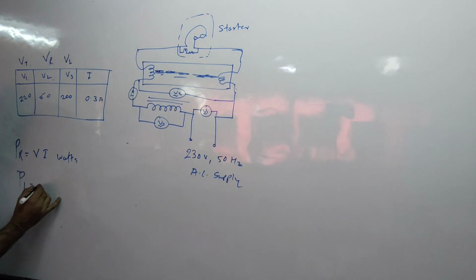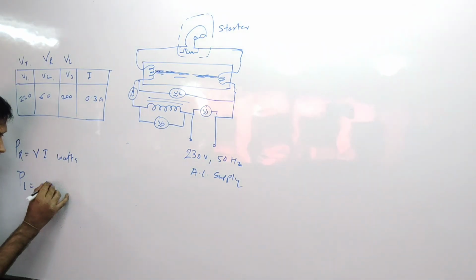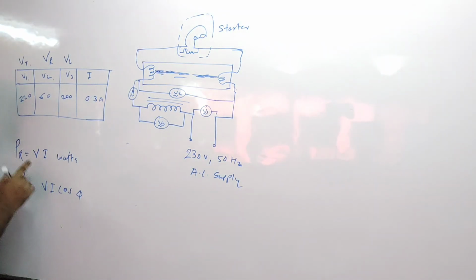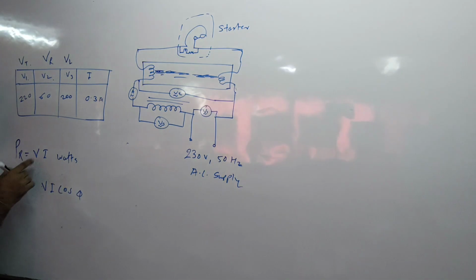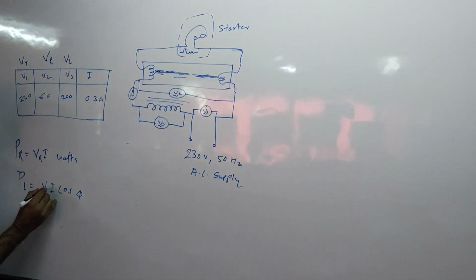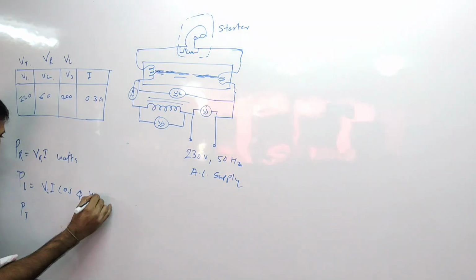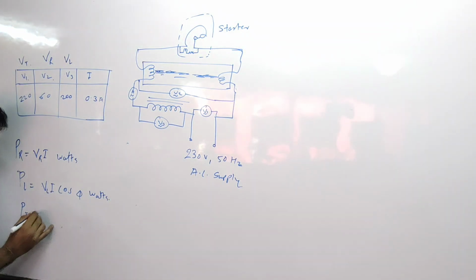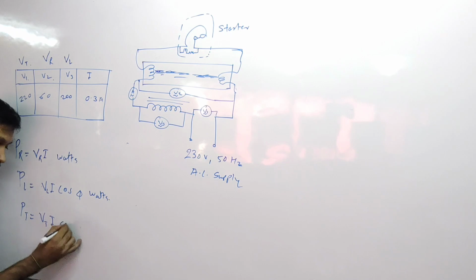Power consumption by the choke: power consumed by the choke is VI cos phi. Here PR is VR times I, and here it is VL I cos phi. This is also in watts. And for the total circuit, of course, it is VT I cos phi.